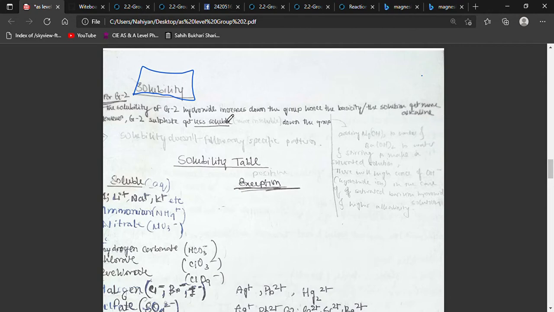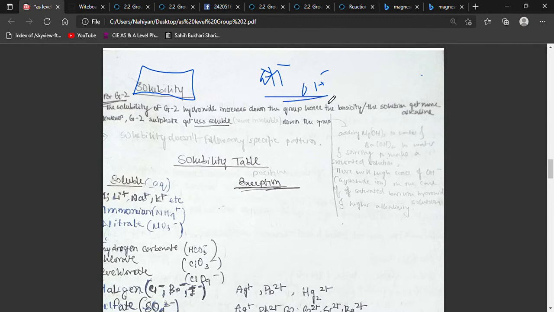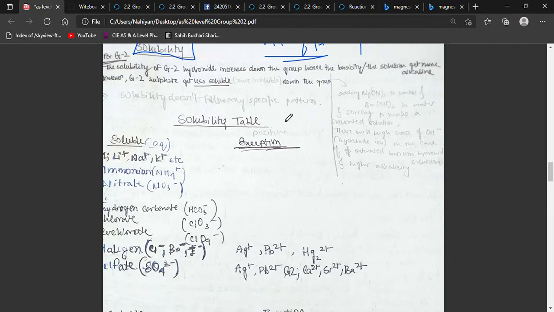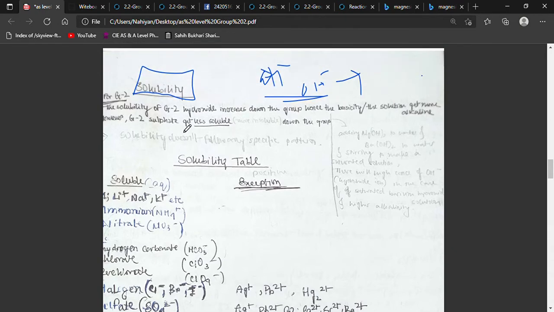So if the hydroxides are more soluble, they are more dissolved in water. So there are more OH minus ions in water. And if you go down the group from barium down to radium and there are more OH ions, what it means is more basic. However, the sulfates get less soluble.